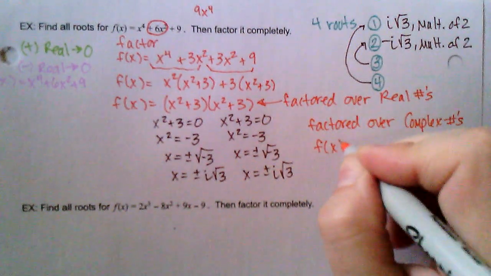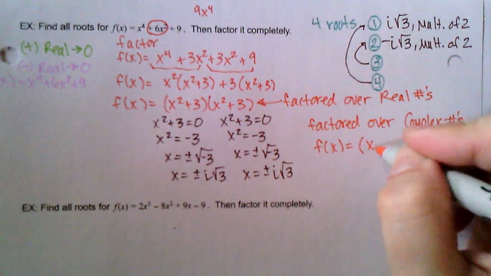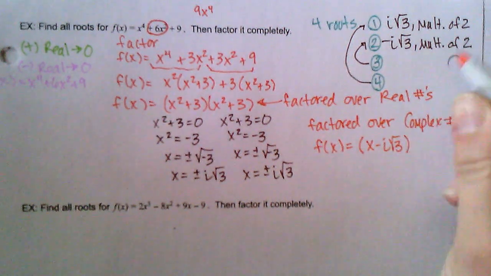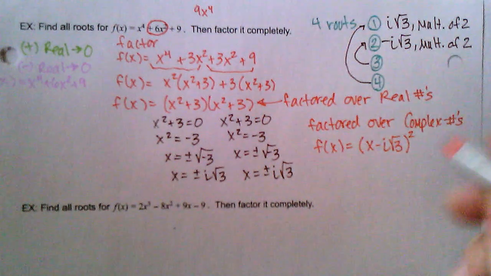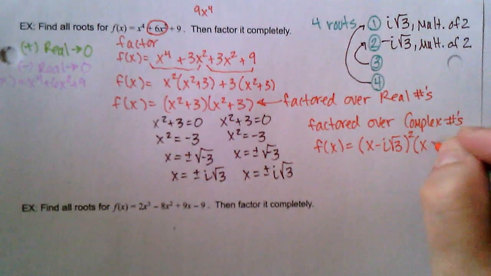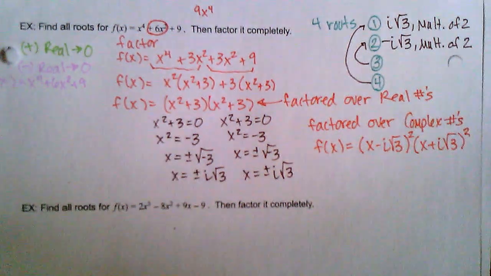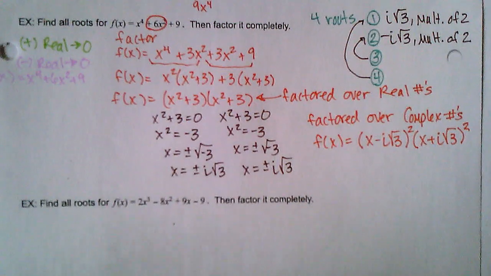Then I would have f of x equals, x equals i square roots of 3 would give me x minus i square roots of 3, and it's a multiplicity of 2, so that would be squared. And then x equals negative i square roots of 3 would give me x plus i square roots of 3 with a multiplicity of 2 would be squared as well.